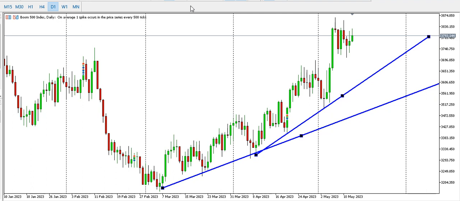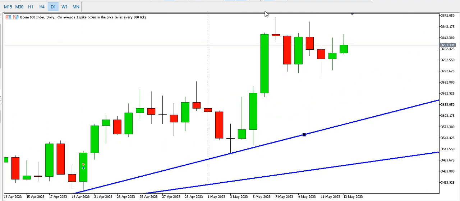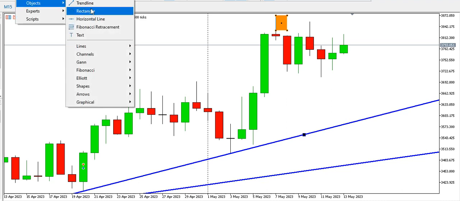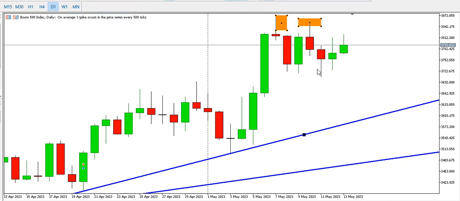But just like crash 1000, boom 1000 index is also ranging. I was expecting a double top on boom 500. This is the first top, this is the second top, okay. I was expecting a double top, but we do not have that.